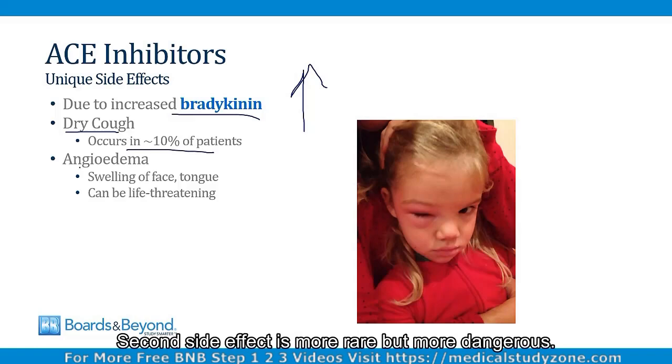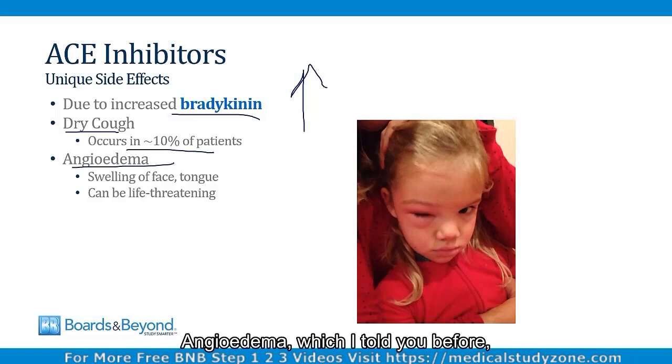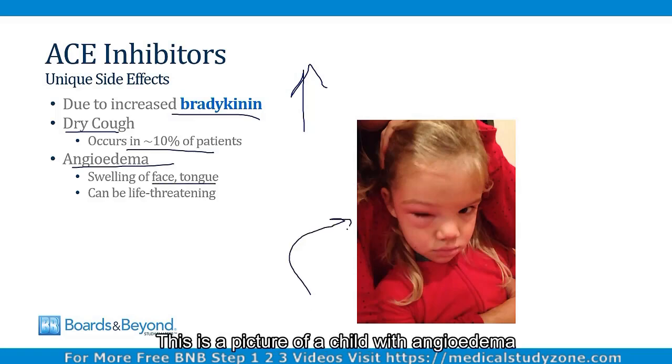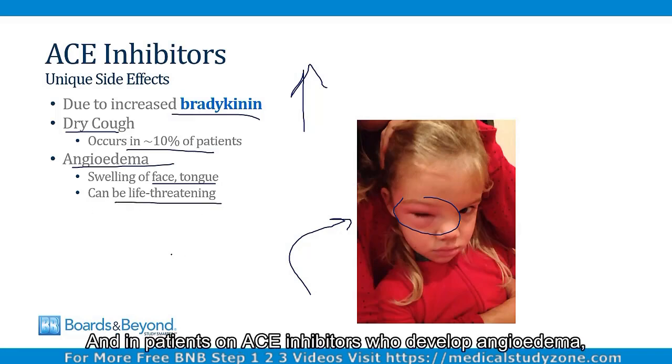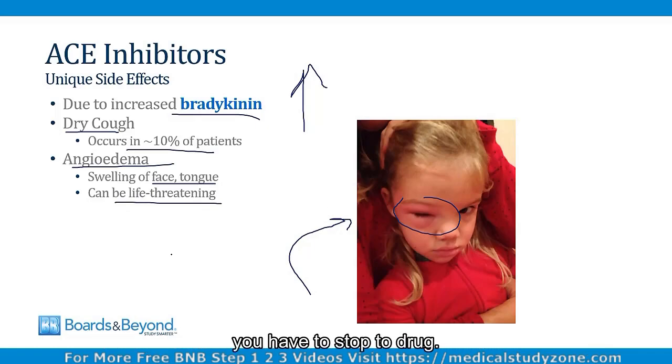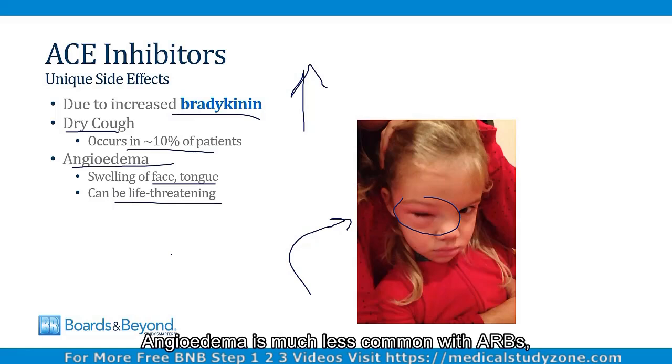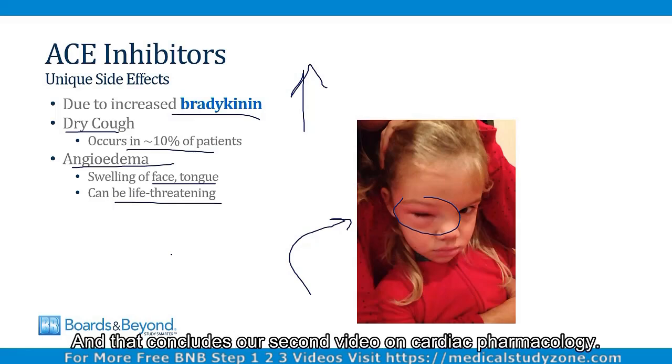Second side effect is more rare but more dangerous, angioedema, which I told you before is swelling of the face and tongue. This is a picture of a child with angioedema involving the area around the eye. When it involves the tongue or the larynx, it can lead to asphyxiation and become life-threatening. And in patients on ACE inhibitors who develop angioedema, you have to stop the drug. Angioedema is much less common with ARBs, although it has been reported. And that concludes our second video on cardiac pharmacology.